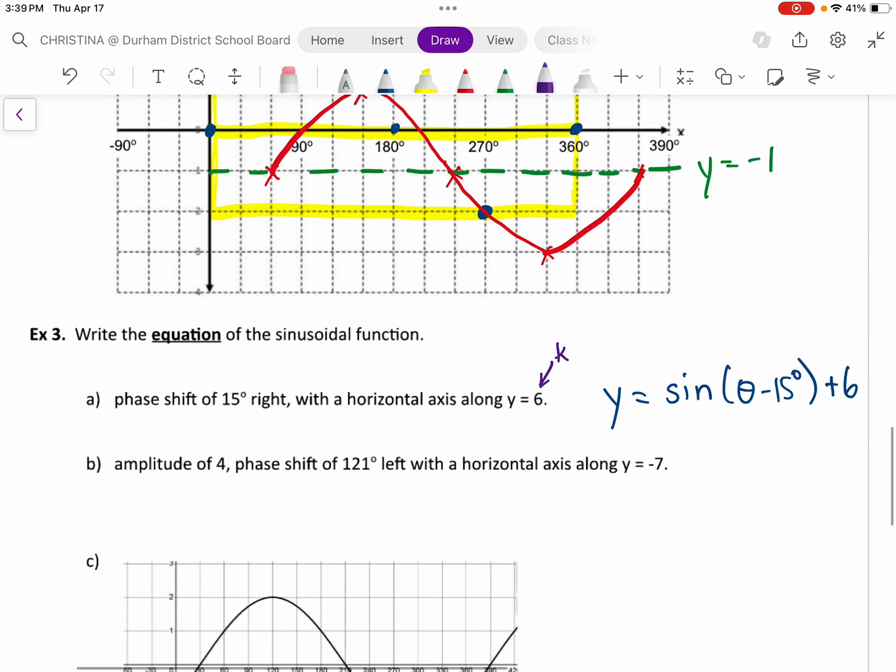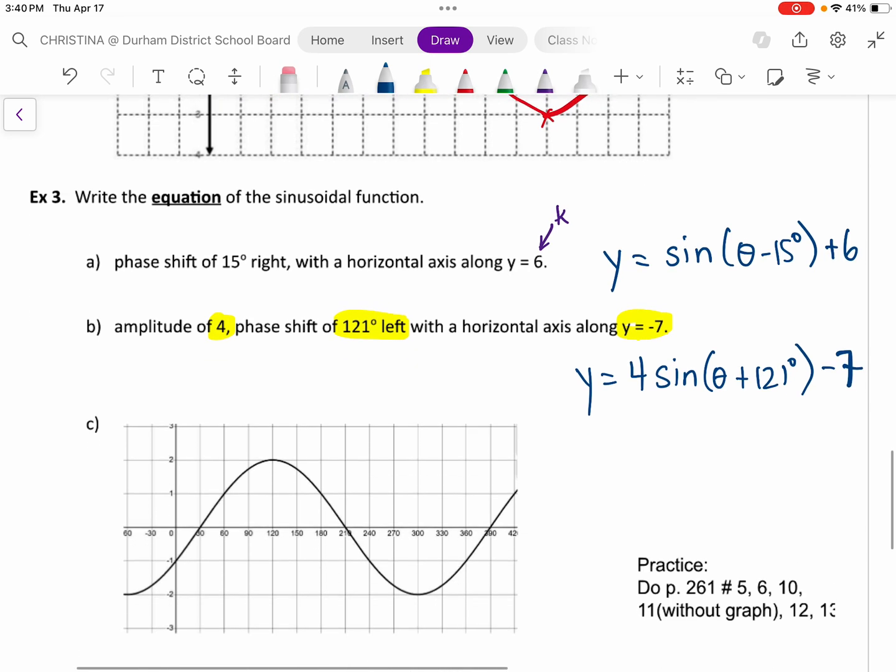Second one, there's an amplitude of 4 this time, so that's the number at the beginning. There's a shift of 121 degrees left, and looks like it's going down 7. So what does this one look like? Y equals a 4 in the beginning. There's a sine. Left, opposite way, so think plus 121 degrees. And then your y number is -7, so that just goes at the end. So that's the other equation.